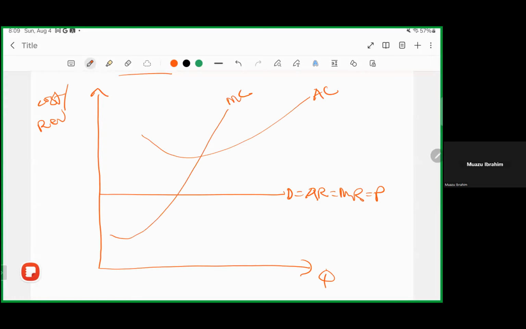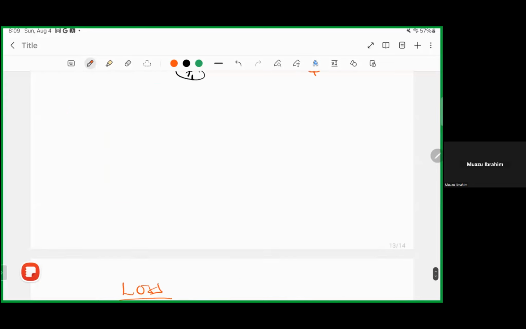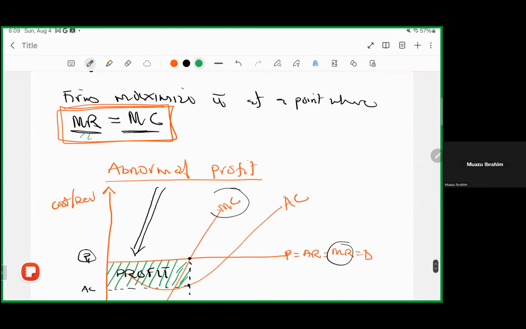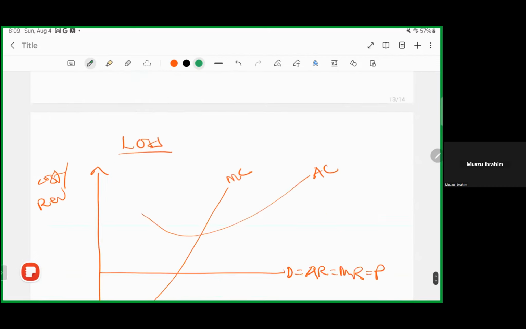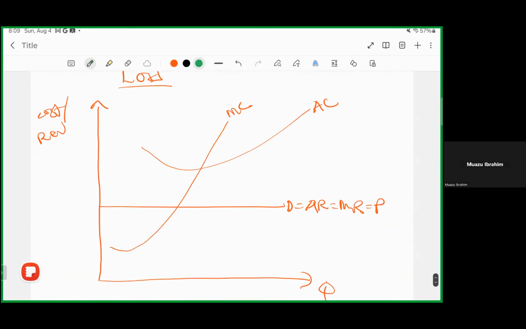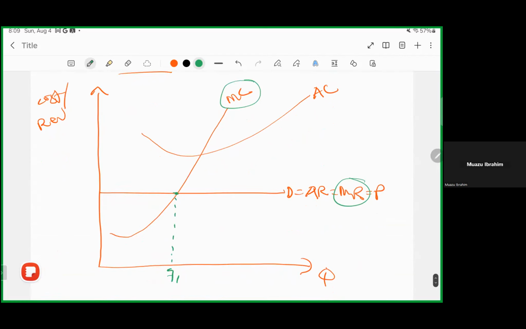At what point will firms maximize profits? It's at that particular point. Please note, this is always the starting point where marginal revenue is the same thing as marginal cost. So here, where is it? This is our marginal cost, and this is our marginal revenue. So they meet here. At that particular point, what will be the output? Q1. And what will be the cost? It's here. So this is the average cost.